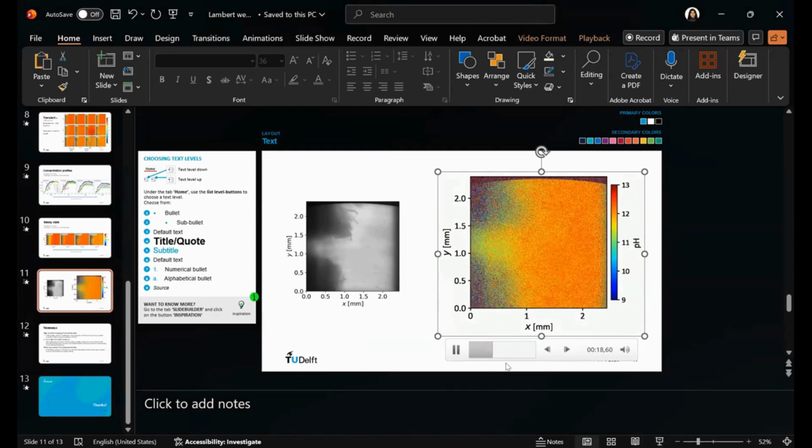Yeah, we see that near the surface, it gets more green, then more blue, and that means that the pH went down. So we can understand what's happening in time close to the nickel felt and have an idea of what's happening also inside.